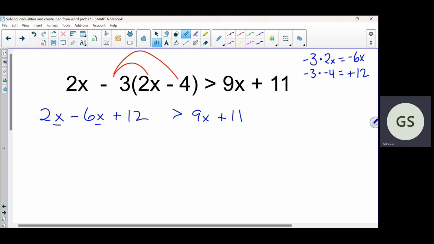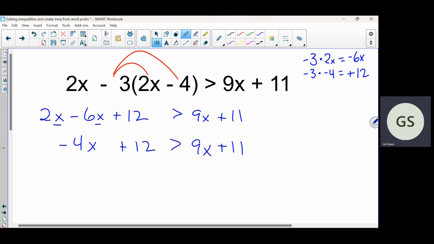Well, that's going to happen twice because we have two positives. So they'll cancel with two negatives. And we wind up with -4x. Or what you're really just doing is 2 subtract 6. Just remember those are x's. So now we say plus 12 greater than 9x.